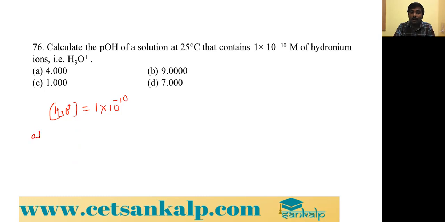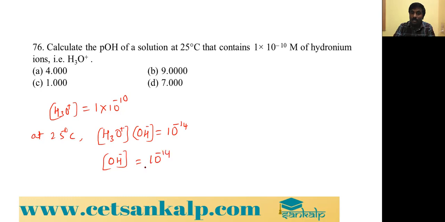We know that at 25 degrees Celsius, H3O plus into OH minus ion concentration is equal to 10 to the power of minus 14. This is called the ionic product of water, right? So they are giving the H3O plus ion concentration, so the OH minus ion concentration is equal to 10 to the power of minus 14 divided by 10 to the power of minus 10. So that's going to become 10 to the power of minus 4, correct?